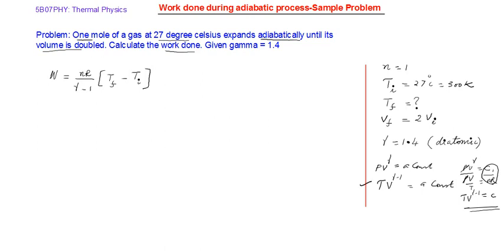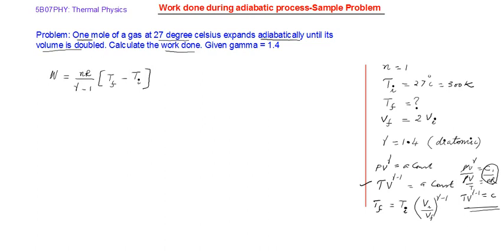It's quite simple. I need TF. So how do you write TF? From this equation, I can write TF by Ti will be equal to Vi by Vf whole raised to gamma minus 1. I am writing the final result only here. You can just do the other one. It will be TF equal to Ti into Vi by Vf whole raised to gamma minus 1.